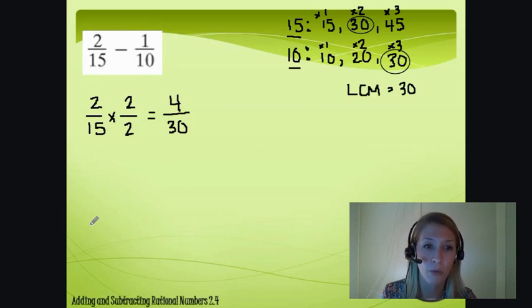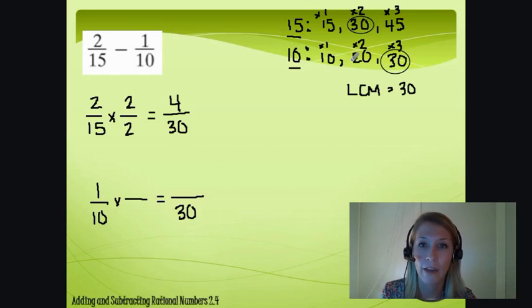Now I need to do the same for 1/10. Here I have 1/10, and I need to write an equivalent fraction so that the denominator is 30, so I can subtract those fractions. And I have up here that I need to multiply 10 by 3 to equal 30. And what we do to our denominator, we do to our numerator. 1 times 3 is 3. Now I'm just going to rewrite it in the order. The equivalent fraction of 2/15 is 4/30. So I'm going to write that over here. And our operation is subtraction. I'm going to subtract 3/30.